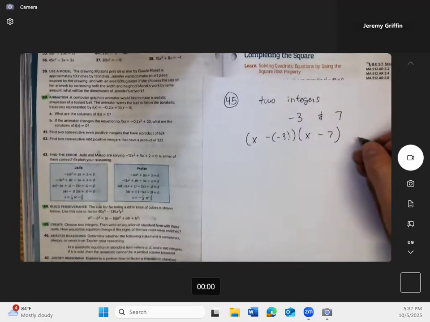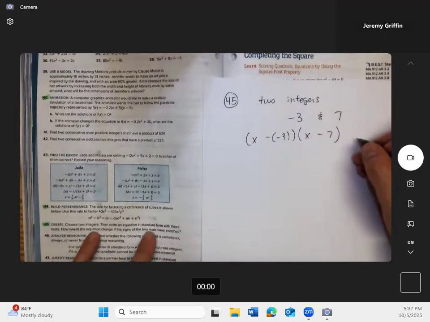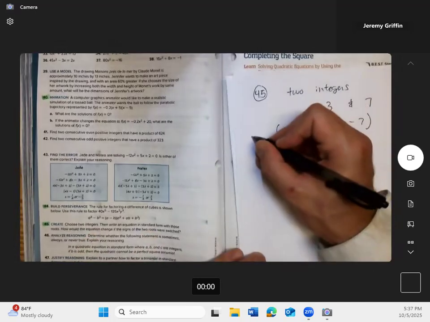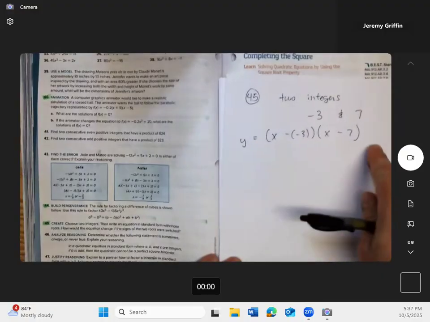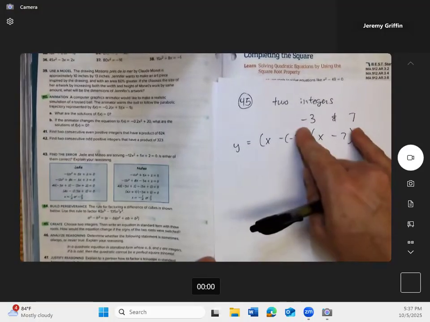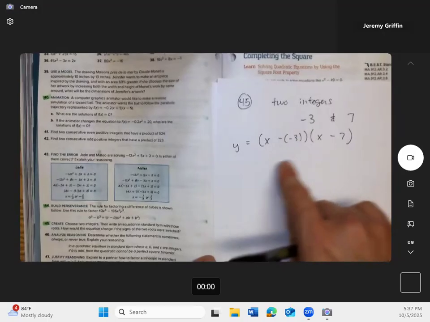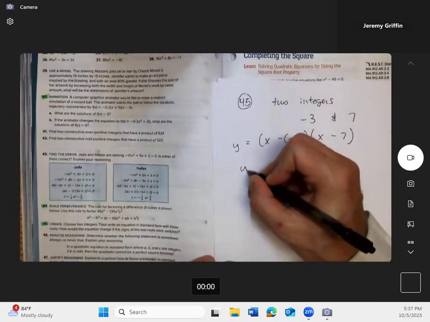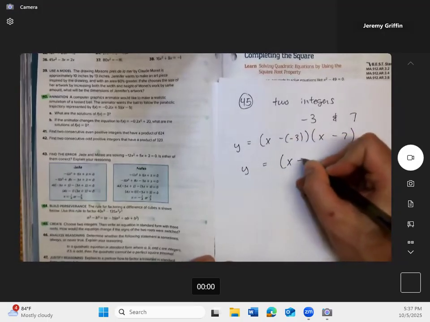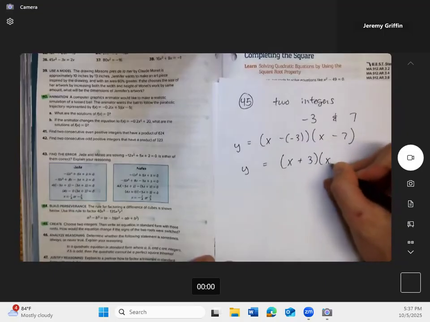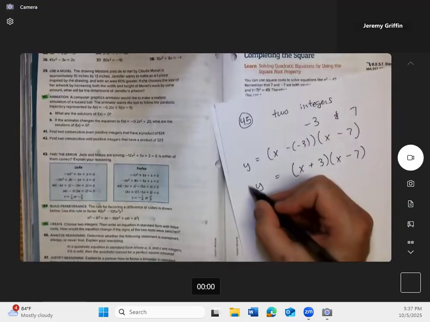Right? Now they're talking about those being roots, right? And an equation in standard form with those roots. Well, maybe I'll say y equals, okay? Because if this was equal to 0, then these would be the roots. But it said write an equation, so maybe I'll say y equals. So it's y equals, that's really x plus 3 and x minus 7. Right? Something like that.